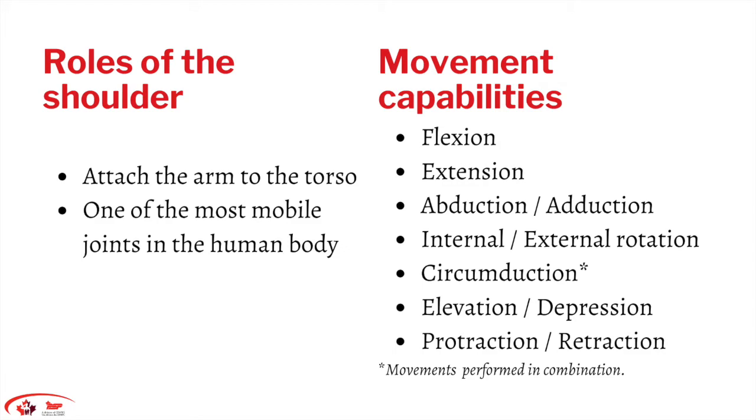The movement capabilities, as you'll see in the video that follows, are pretty much endless. Flexion, extension, abduction and adduction, internal and external rotation, circumduction, which is essentially a combination of all of those movements. And then as well, you have the movements of the scapula, which would be elevation and depression, protraction and retraction. So the opportunities are essentially endless, which is why we can do complex movements like throwing.